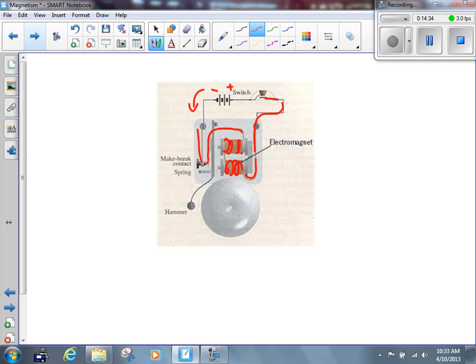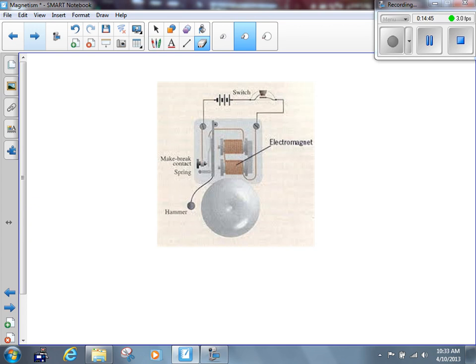It generates a magnetic field. So those coils that have a little iron core or a steel core inside them become magnets. So what? Well, as they become magnets, they attract this piece of steel right here. As they attract this piece of steel, this hammer gets pulled towards this bell. What do you hear? What happens? You hear a ding. That's it.